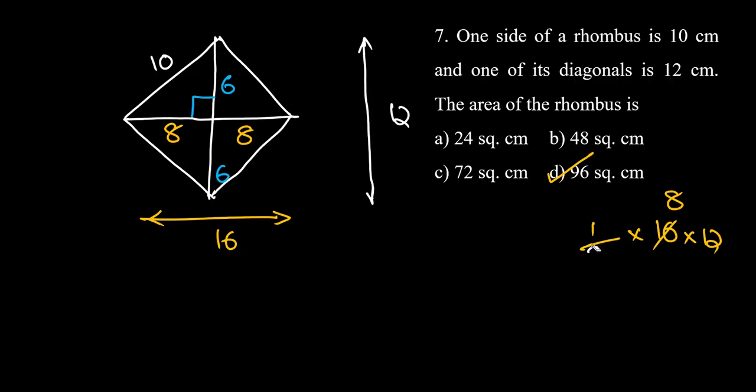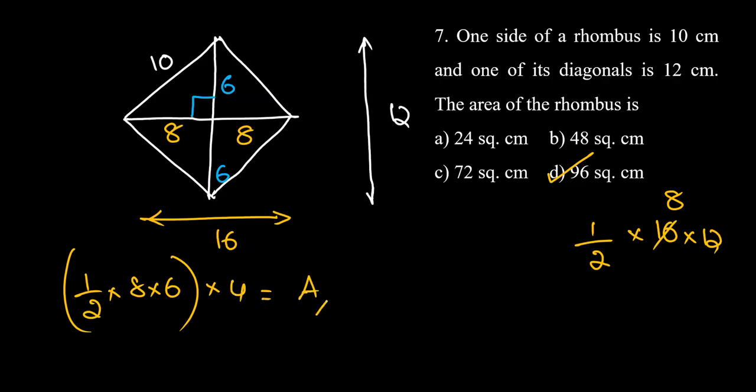Some of you at the end may say, sir, I don't want the formula. Okay, then what you can do? These four triangles are equal. The first triangle area is half into base into height. Like that, the four triangles we need to add. Then that will give the area of the rhombus. That will also give the same answer. First triangle area into 4. For the first triangle, base is 8, height is nothing but 6. You can go ahead, the same answer will come, 96 only.